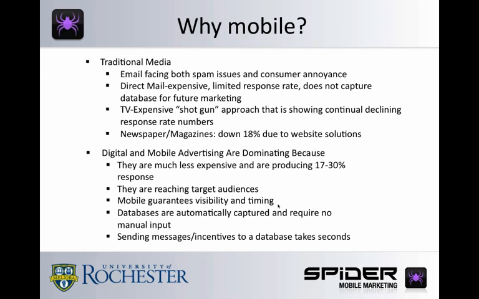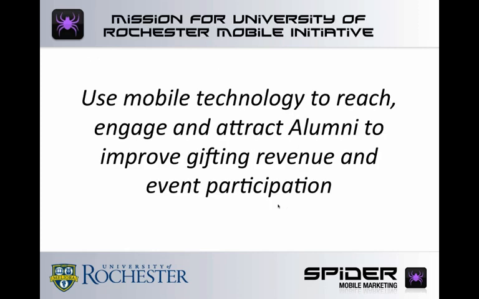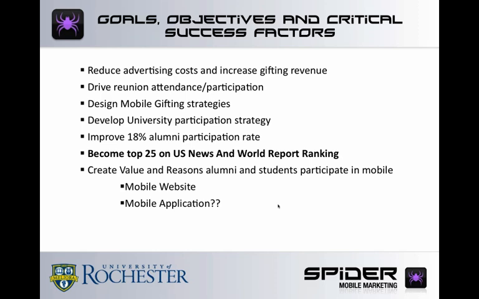And I want to stay focused on this slide in terms of the how-to, but just go over some of the point A's that we're getting. They're having a difficult time reaching people. They're having a difficult time monetizing the ability to go out and touch people to get the smaller donation amounts. So as a mission statement for University of Rochester, I just said to use mobile technology to reach, engage, and attract alumni to improve gifting revenue and event participation. The goals and objectives are to reduce advertising costs and increase gifting revenue, drive reunion attendance and participation, which are big dollars involved in that, design mobile gifting strategies, develop university participation strategy, and improve the 18% alumni participation rate, which is what they're currently at.